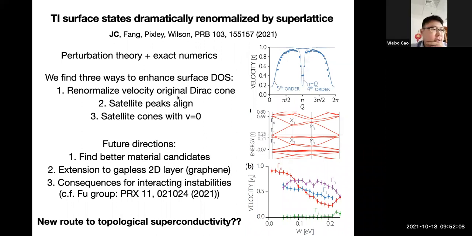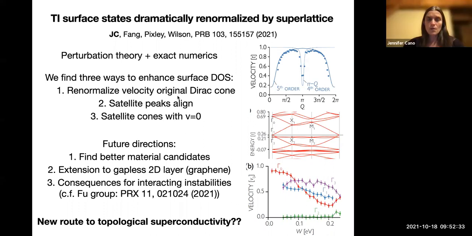Okay, very nice talk. First, I have some questions for this. So you are talking about putting this topological insulator onto a superlattice. So how does the period of the superlattice affect this effect? You mentioned 35 nanometers, for example. In reality, it's roughly in that range. So will this affect your results?